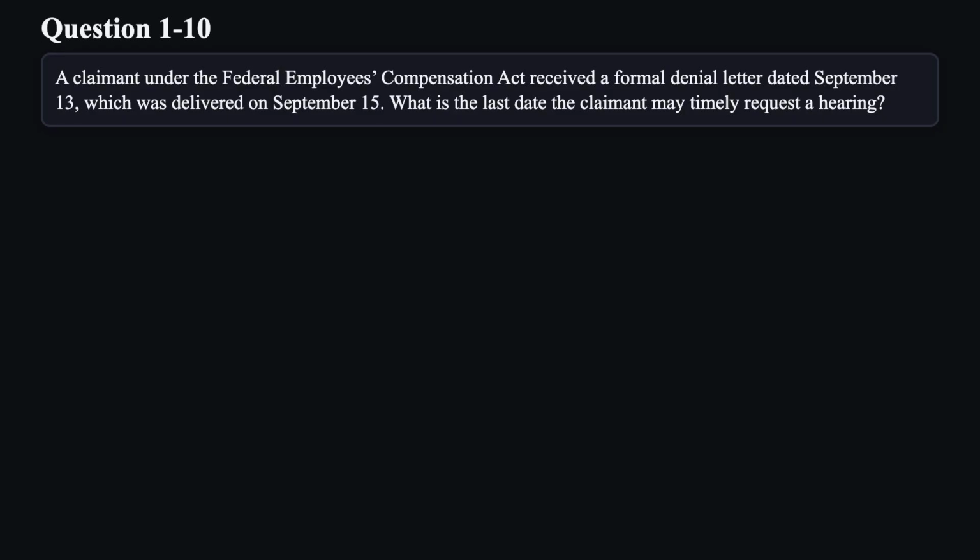Question 10. A claimant under the Federal Employees Compensation Act received a formal denial letter dated September 13th, which was delivered on September 15th. What is the last date the claimant may timely request a hearing?